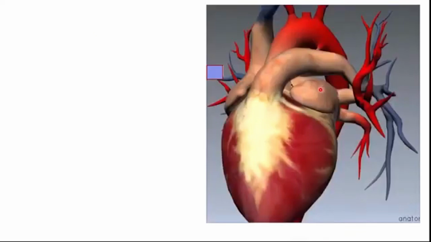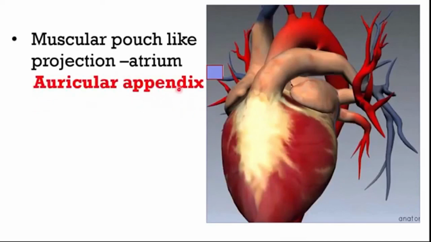I'll show you one important structure in this picture. The muscular pouch-like projection from each atrium is known as the auricular appendix. This is the atrium of the heart. Here there is a small conical ear-shaped pouch projecting from the upper portion of the atrium. This is known as the auricular appendage or auricular appendix. What is its significance? It increases the atrial volume slightly.